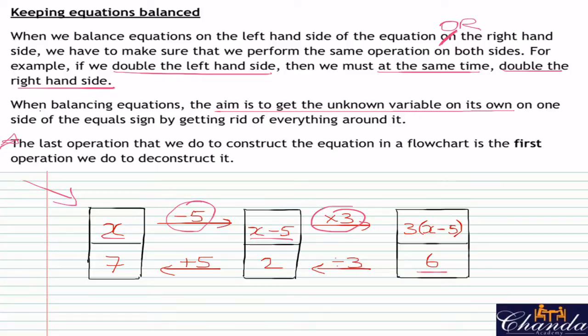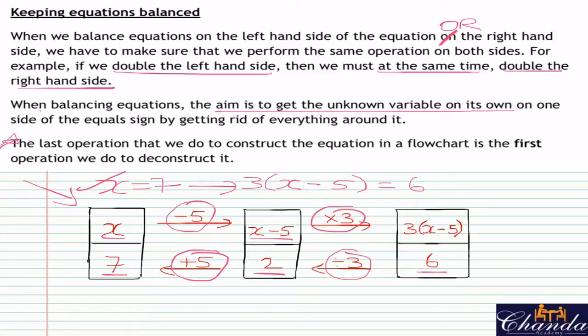Now, the very first thing that we do, as I just said, to deconstruct this is the opposite of the last thing that we did to construct it. So that would be divided by 3. And then that takes us to 6 divided by 3 is 2. And then 2 plus the 5 takes us back to our original input number of 7. So x equals 7 is in fact the solution to 3 bracket x minus 5 is equal to 6. So x equals 7 is the solution to that.